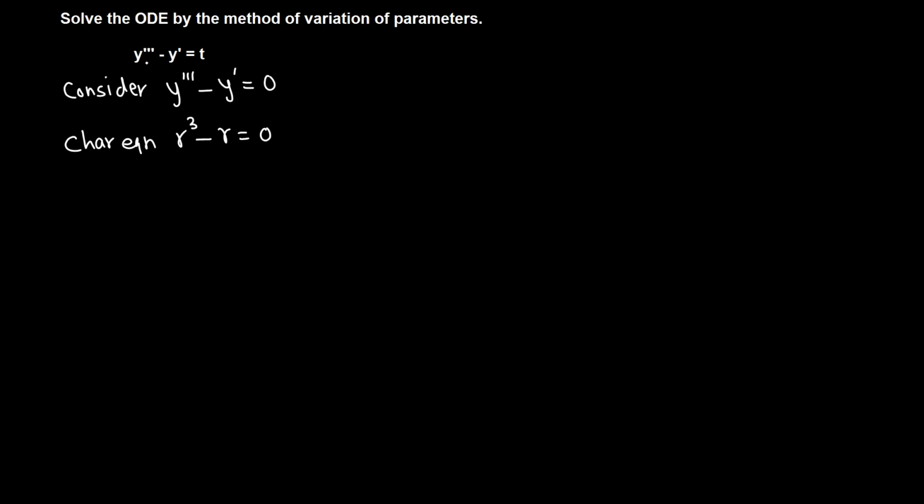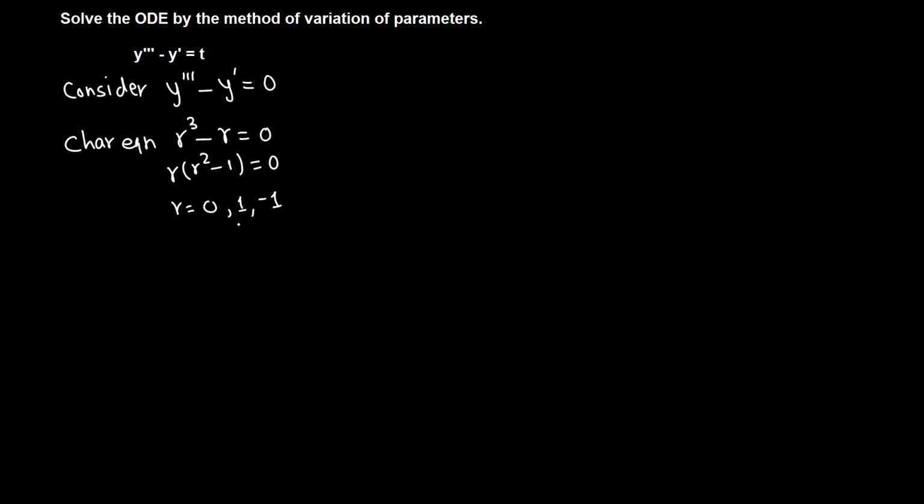We consider the homogeneous part, just left hand side equals 0, and we solve this homogeneous equation by finding the characteristic equation, which is r cubed minus r equals 0. Now we solve this equation for r, so we can factor r out: r squared minus 1 equals 0. So r equals 0, and r squared minus 1 equals 0 gives positive 1 and negative 1. So we have three zeros.